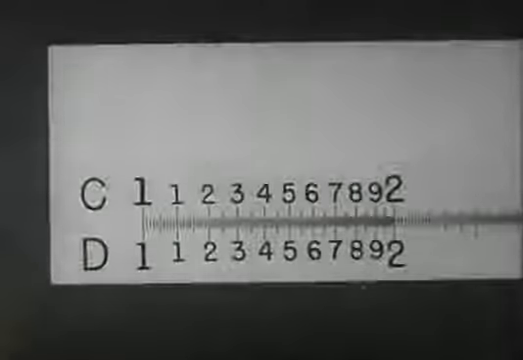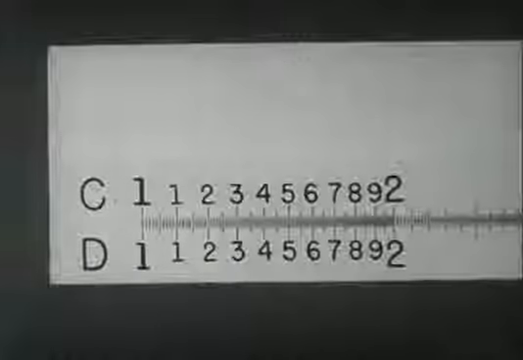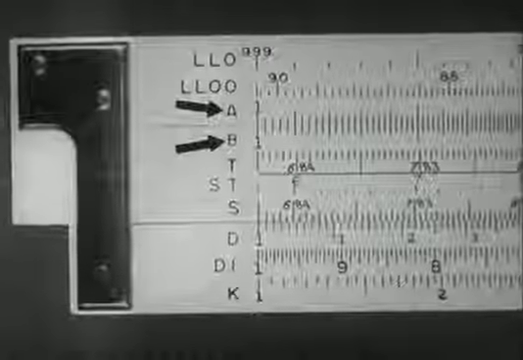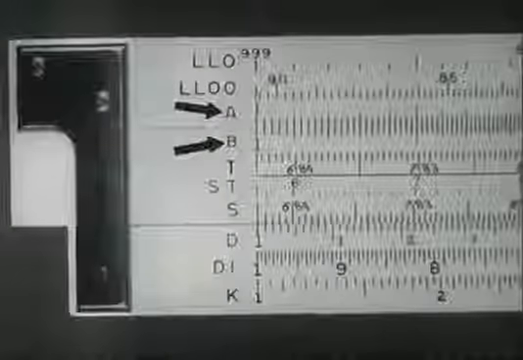It is this feature of the C and D scales which permits the ready solution of problems in proportion and percentage. The C and D scales, together with two others, the A and B scales, are used to obtain squares and square roots.